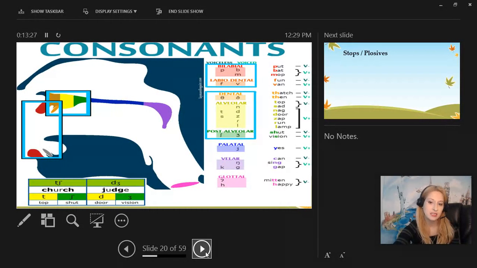Here we can see the different placements. So the red is bilabial, then we have labiodental, dental, alveolar, post-alveolar, palatal, velar, and glottal.